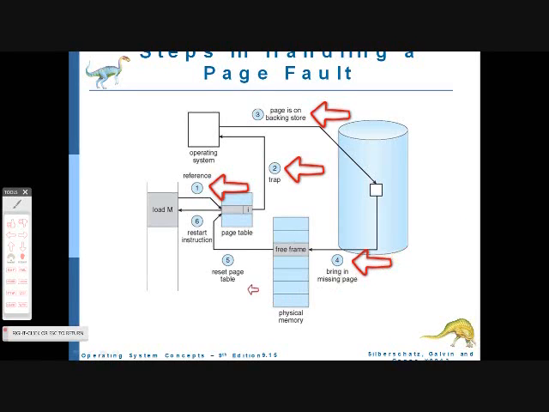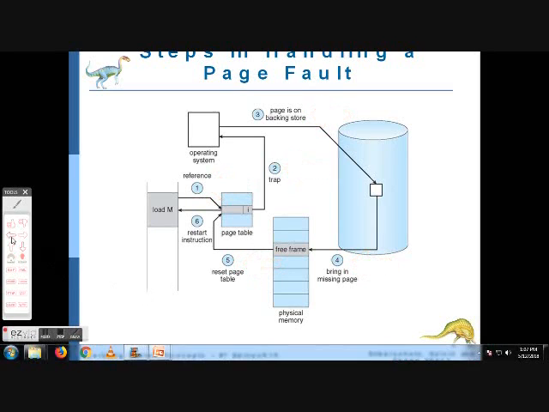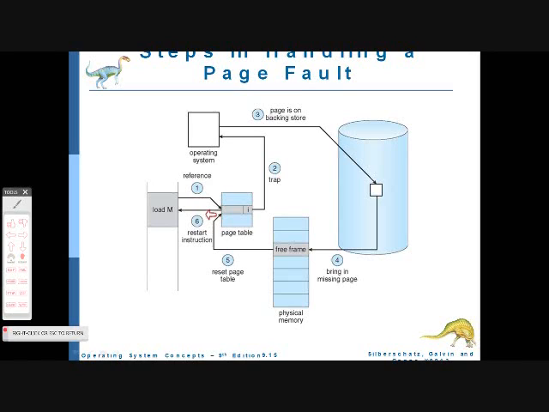And then the operating system will reset the page table, which is included in every process control block under each process, and then it will restart the instruction, just like what is indicated here in step 6, so that the CPU can execute the process at this time.